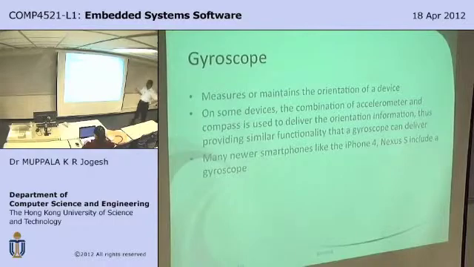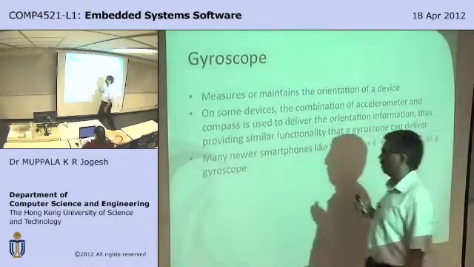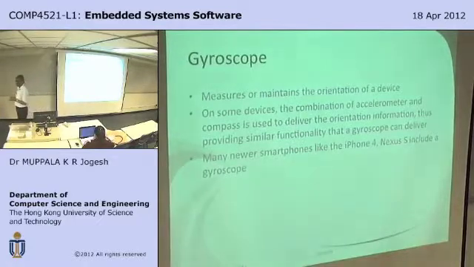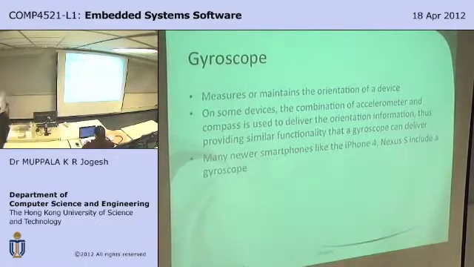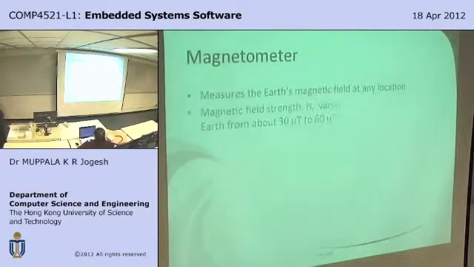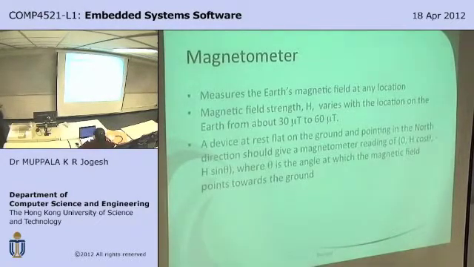You can make use of the accelerometer and compass readings to be able to estimate the orientation of the device. I'll show you more about how you can make use of this. So this combination of accelerometer and compass will provide similar functionality as what a gyroscope can do. The third kind of thing is the magnetometer.